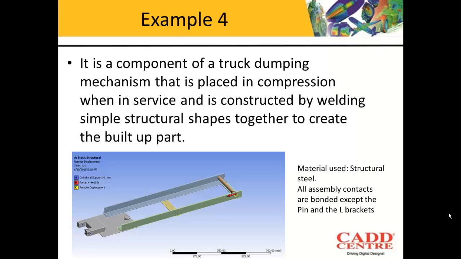Okay. In the previous example, we have seen how to perform buckling analysis on a 1D object. Now in the next example that we are going to take, we are going to perform a buckling analysis on an assembly. Now if you see on your screen, you can see the assembly design is given over here. It is a component of a truck dumping mechanism and which is placed in compression when in service.